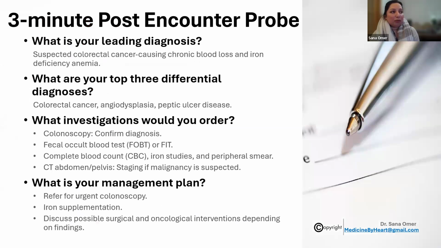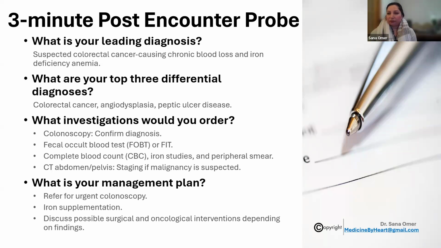Okay, so now there can be 3 minutes of post encounter. Okay, and what can the post encounter probe be? They can ask you what is your leading diagnosis. They can ask you what are your top 3 differential diagnoses. They can ask you what investigations would you like to have for this patient. What is your management plan?